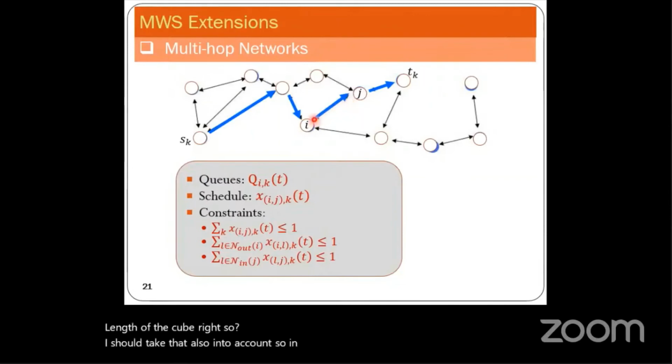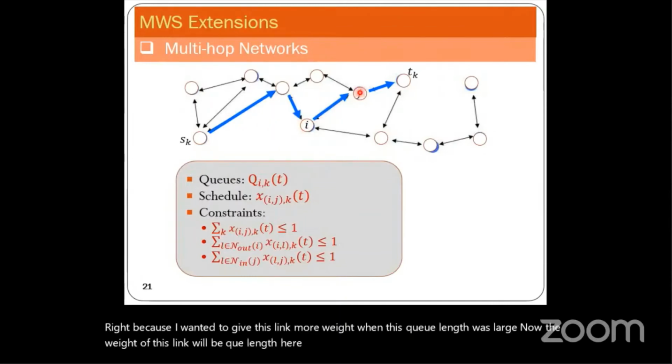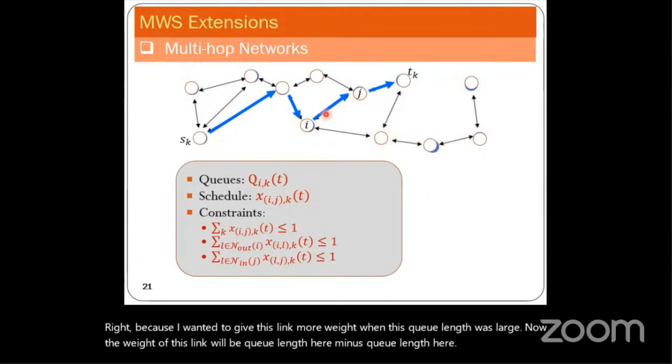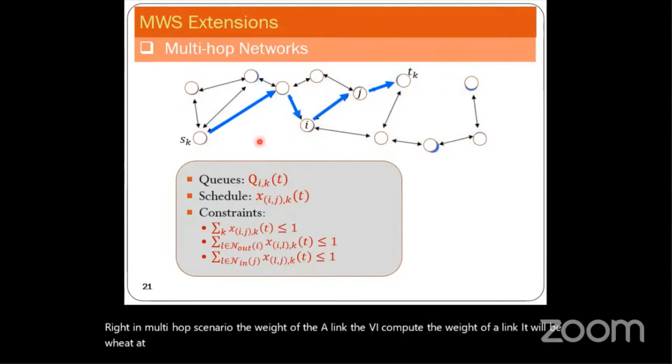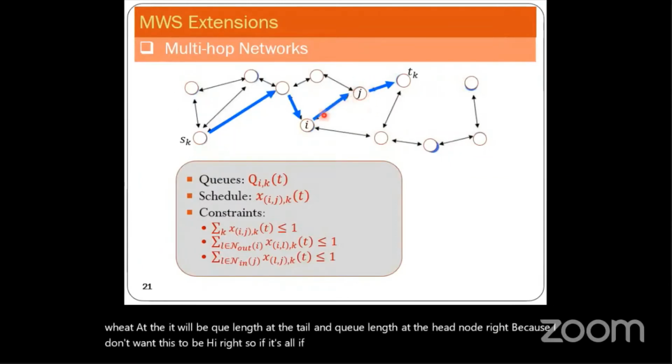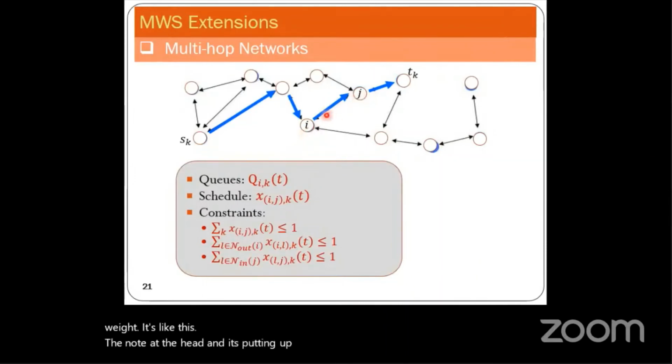In other words, what I was telling you earlier, the weight of this link was simply the queue length here at i, because I wanted to give this link more weight when this queue length was large. Now the weight of this link will be the queue length here minus the queue length here. In a multi-hop scenario, the weight of a link will be the queue length at the tail end minus the queue length at the head node, because I don't want this to be high. If it's high, then this link should get less weight. It's like the node at the head end is putting a pressure in the backward direction on this link.